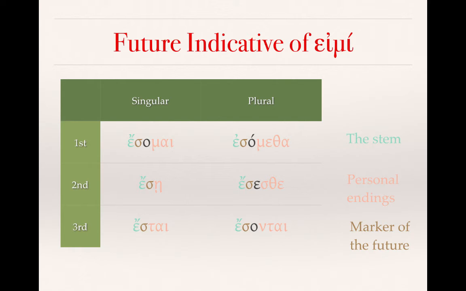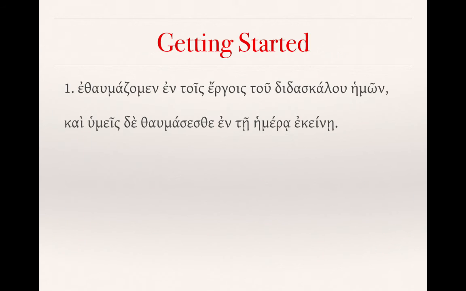As I've done with other forms of the eimi verb, I would recommend you create a vocabulary card for each of these six forms. They occur frequently enough that you want to have them really well under your belt like you would have any other vocabulary forms. All right, so let's get started with the first exercise from the practice and review exercises.